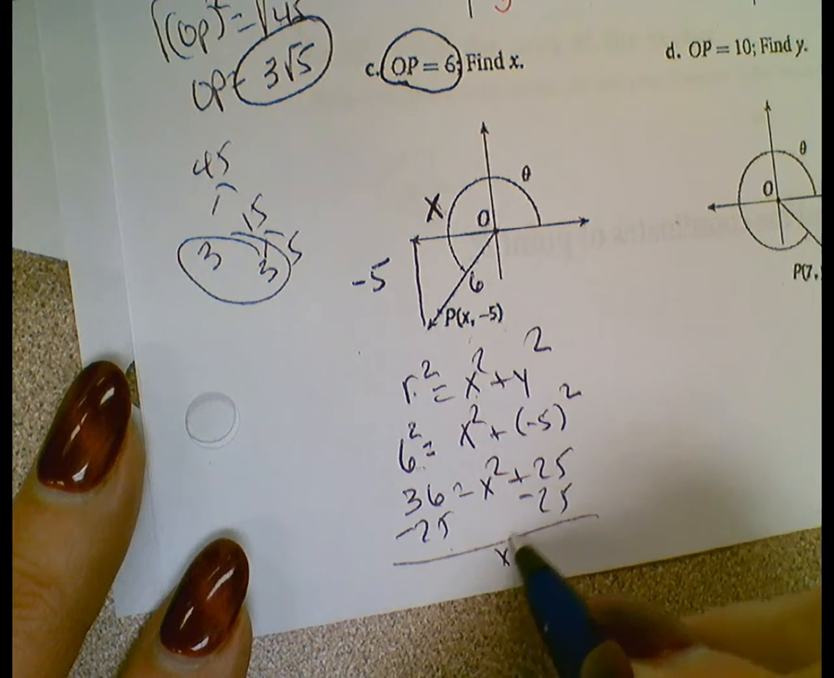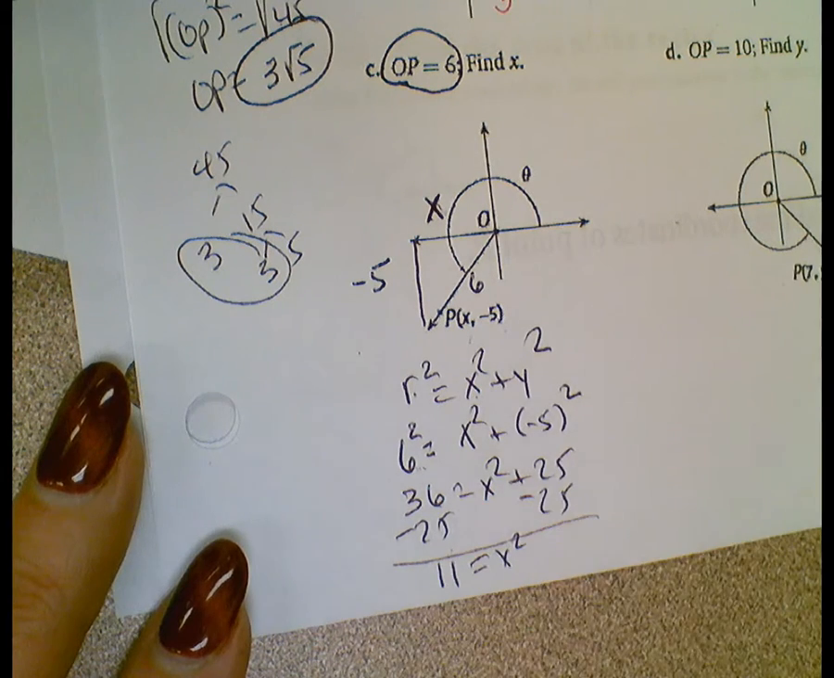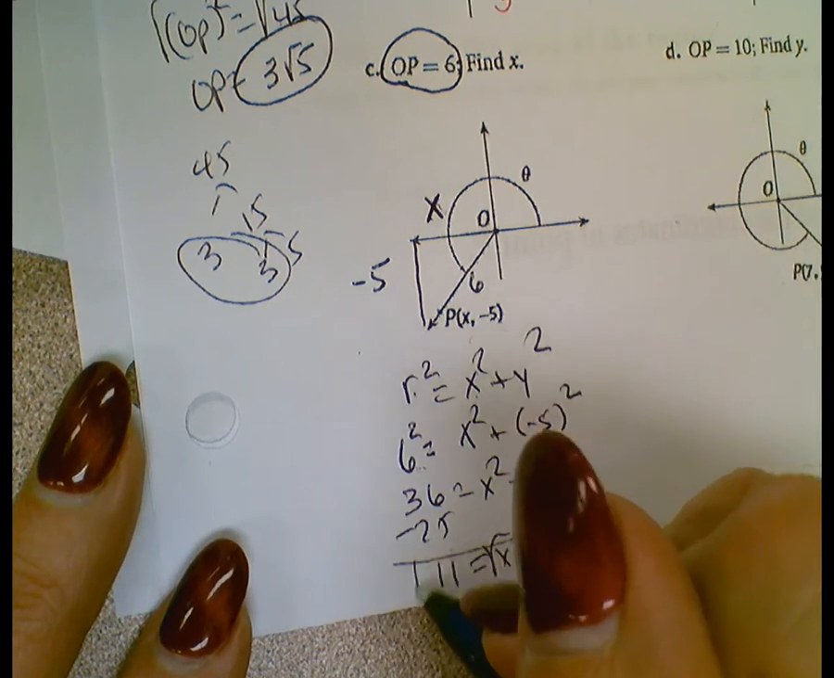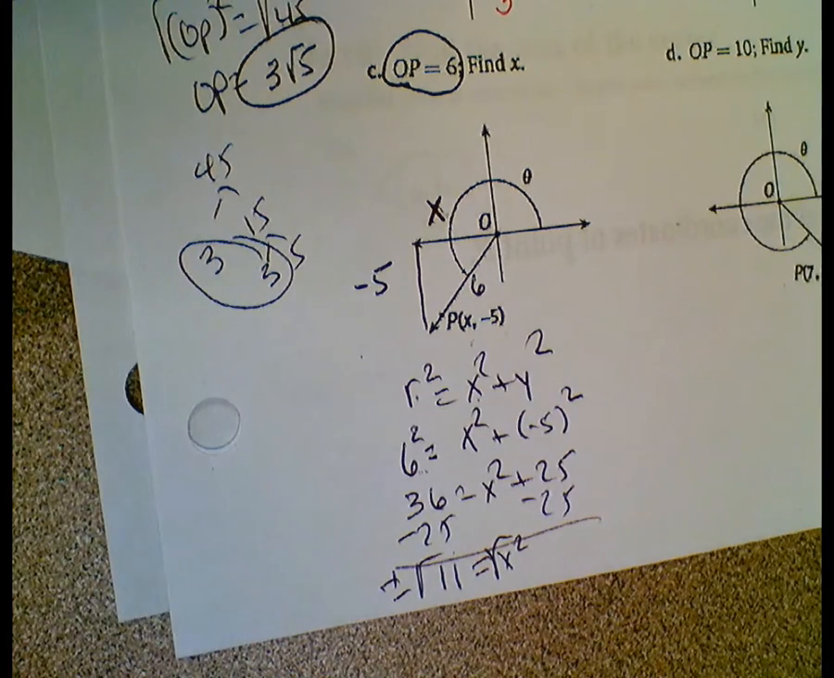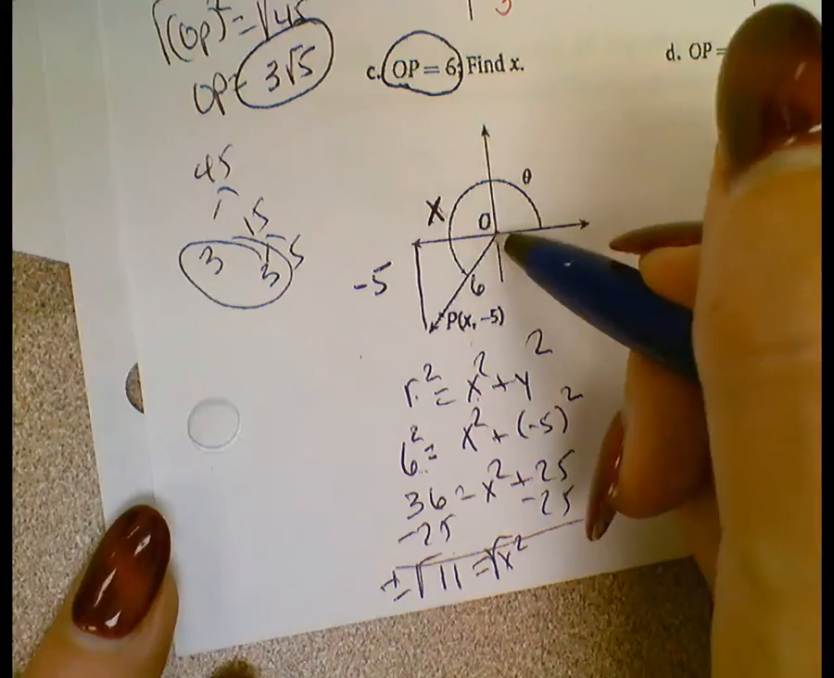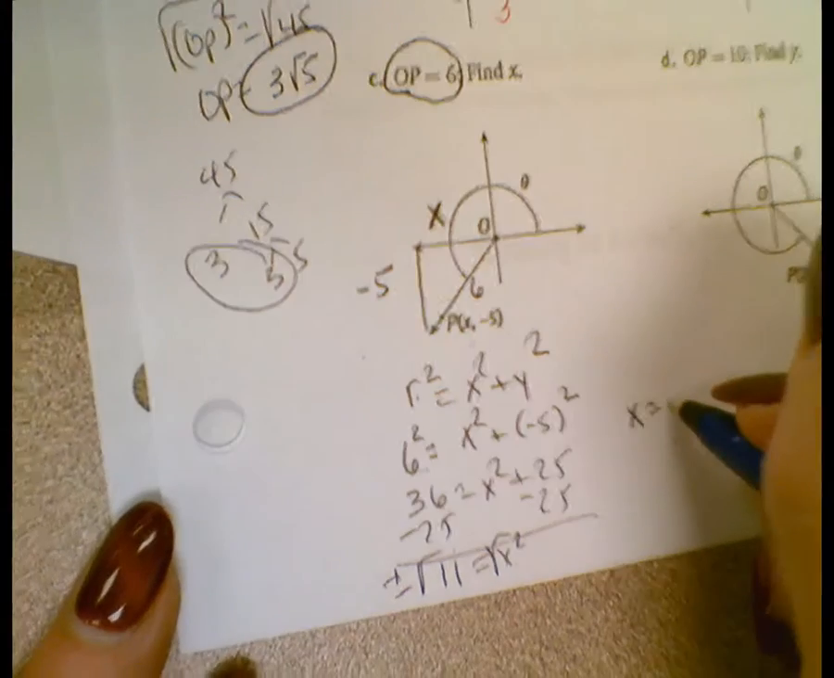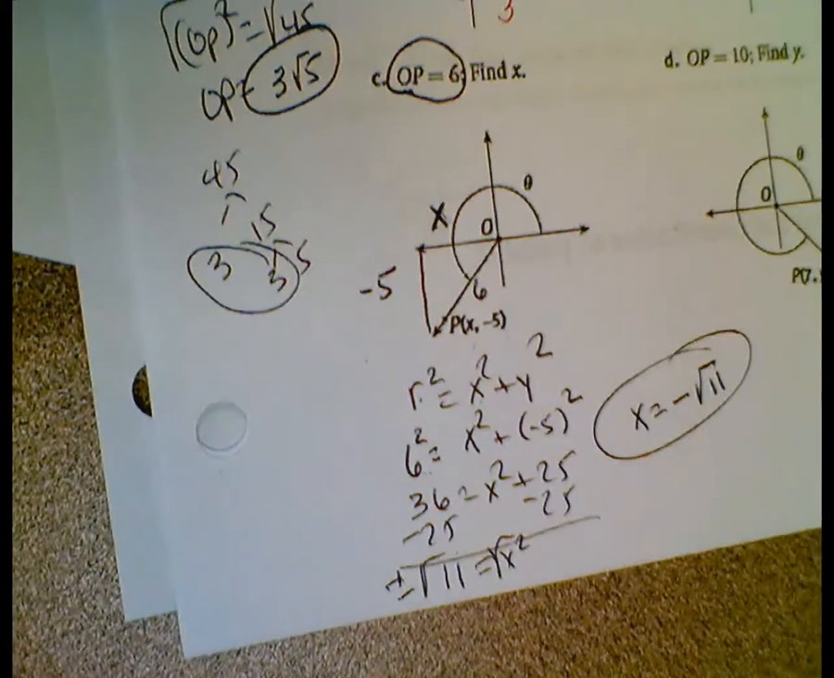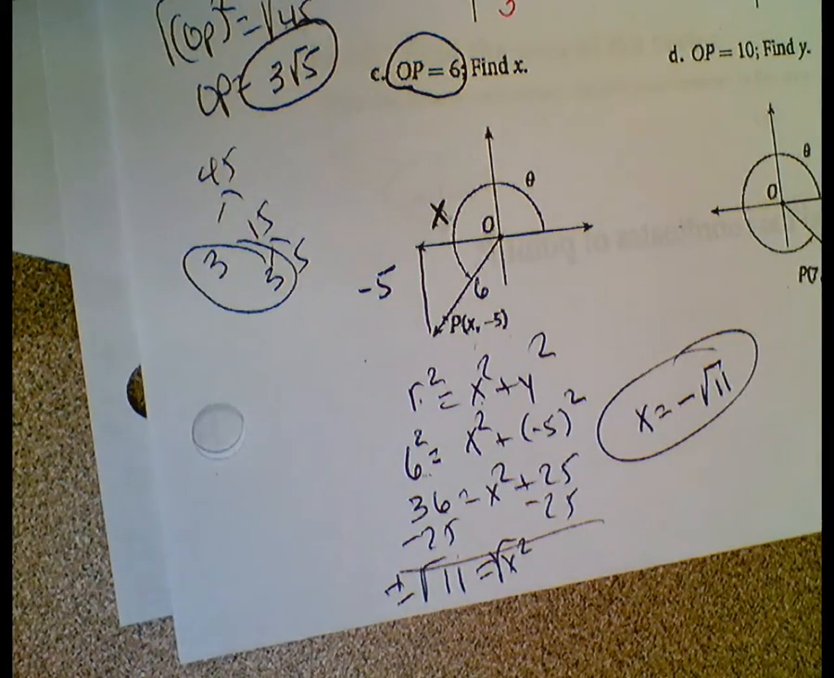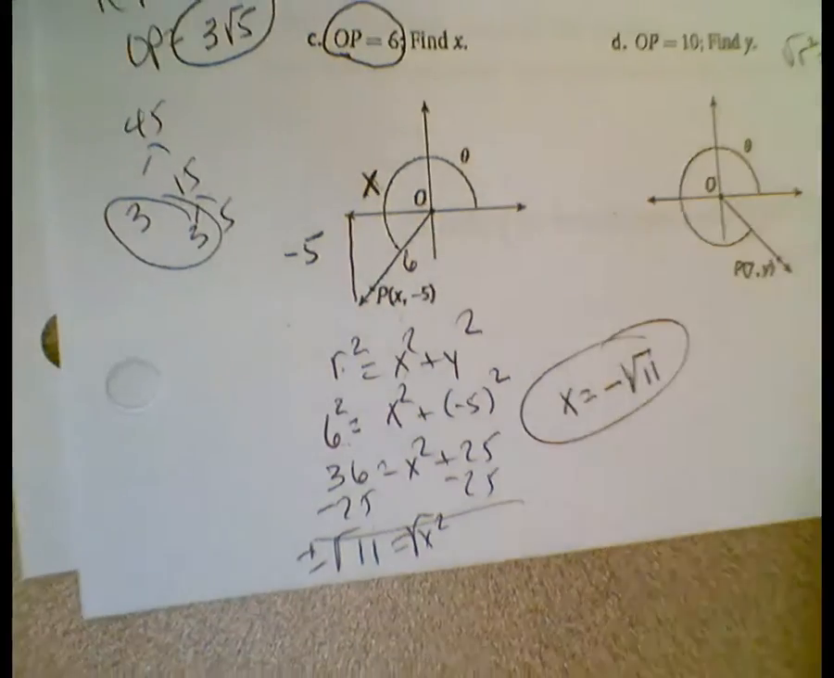Subtract 25 from both sides. So x squared is 11. Square root both sides. Now when you square root, you're supposed to get plus or minus. So you have to decide, is it positive or is it negative? Since we went left, x is negative square root of 11. Which is about what? 3 point something. About negative 3 point something. But we're going to keep it as radical 11.